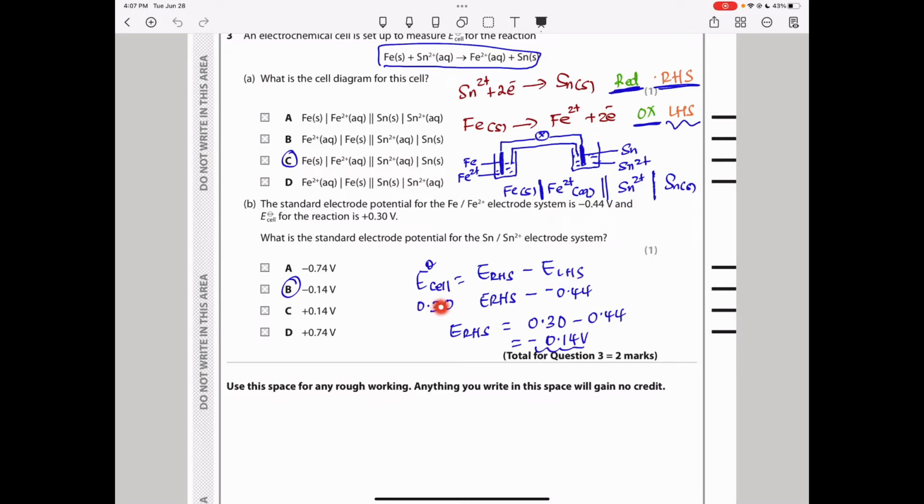Since we have this, I just fit it in. So that should equal whatever we're looking for minus whatever we have, which is negative 0.44. And when we make this the subject, the answer comes out as negative 0.14 volts. And that is the answer. So let's continue on to question 4.